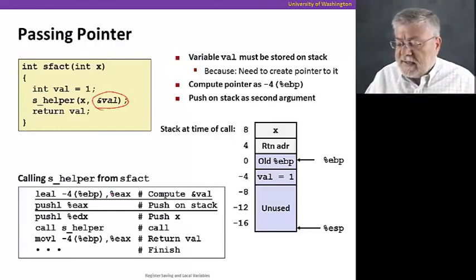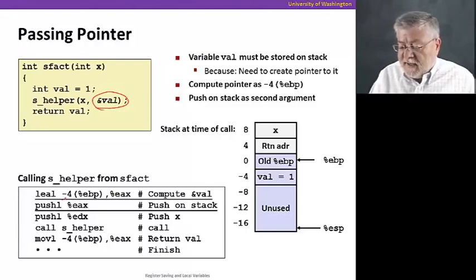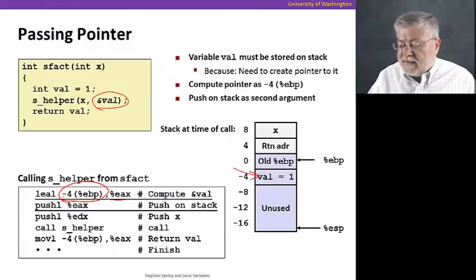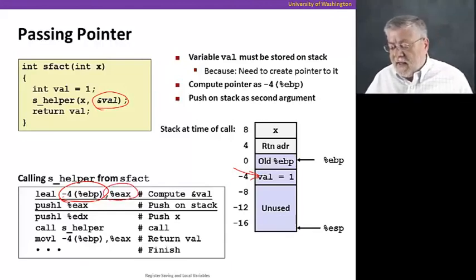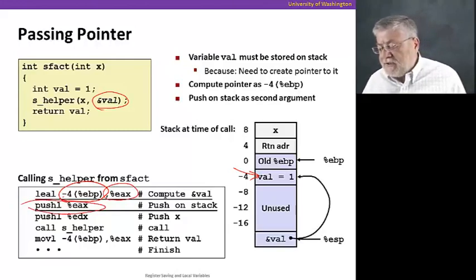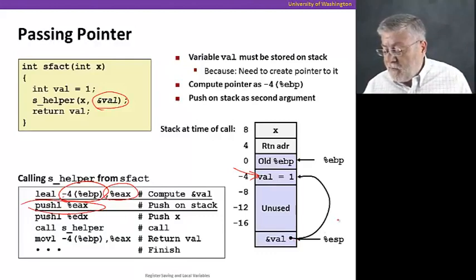Here is the second argument, the address of val. So what we've done is used an effective address computation instruction to compute that address. Remember, just that -4 EBP. That's this location right there where we've stored val. And we're going to put that address in EAX. Okay. Then push EAX onto the stack. And that puts our first argument onto the stack. And that is an address that points back to val.